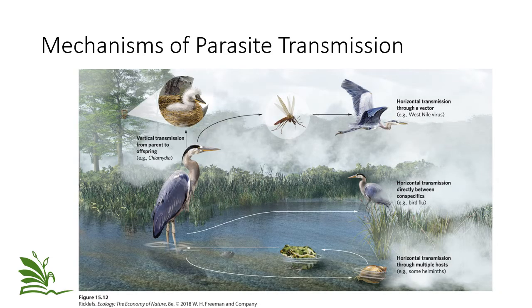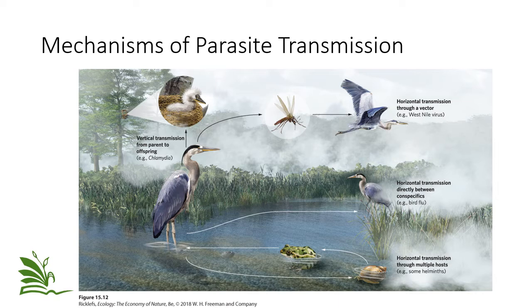All right, so this picture is the perfect tool for describing a whole pile of ways that parasites move around. The first thing that I want to talk about is horizontal transmission. And horizontal transmission is when a parasite moves between individuals other than parents and their offspring.